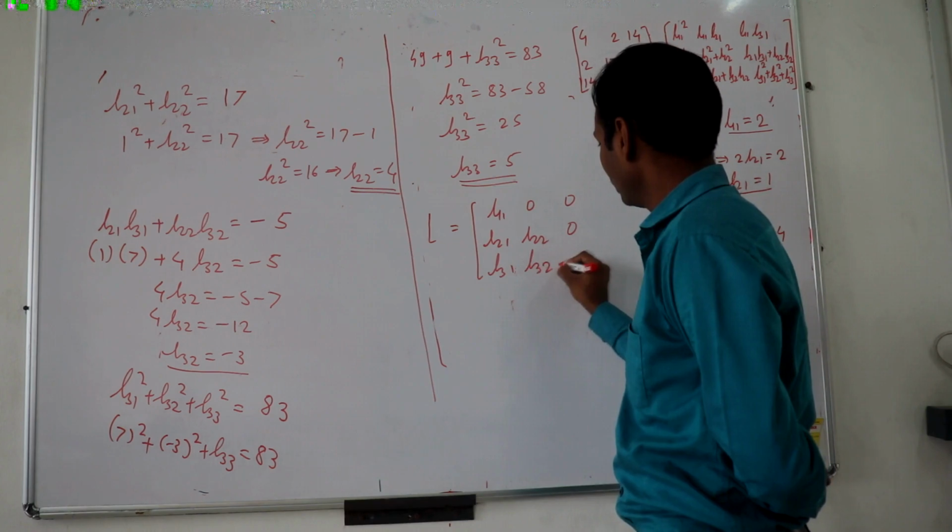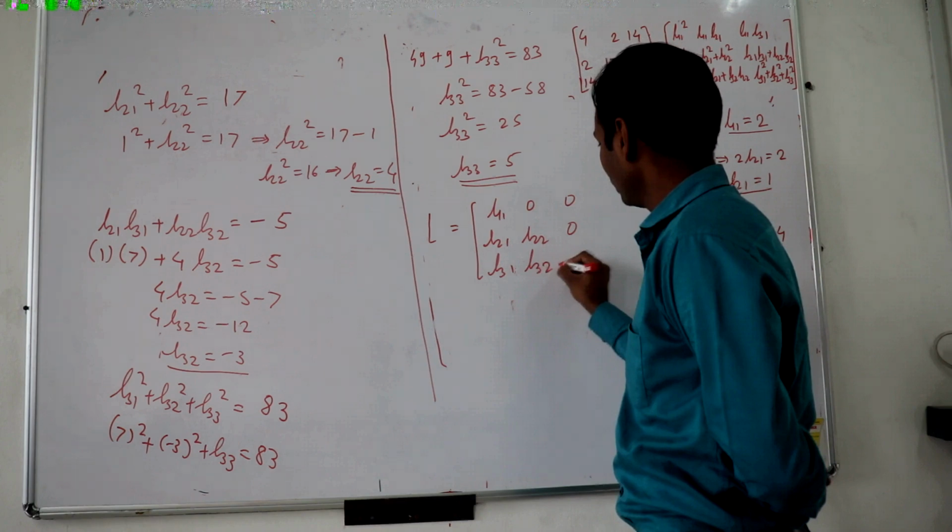Now our next step is that we have to put A is equal to L into L transpose in our matrix form. Matrix form is Ax is equal to B. So after putting this, we get L into L transpose X is equal to B.